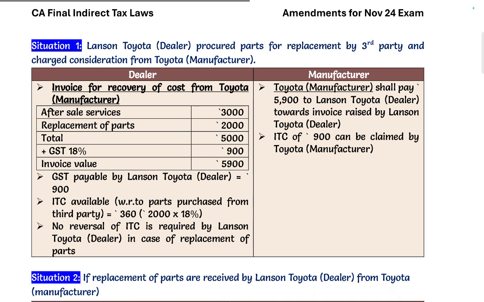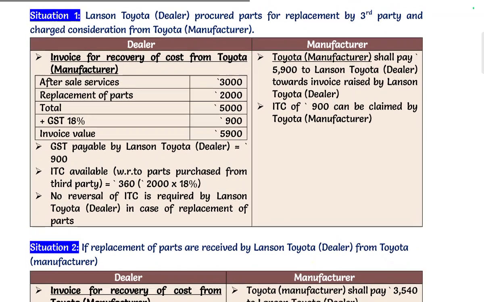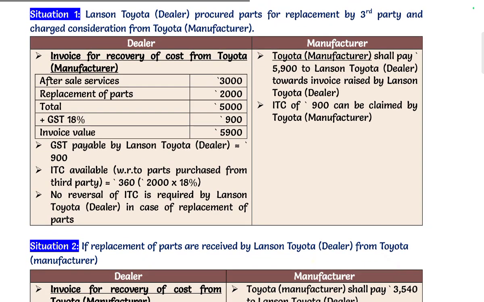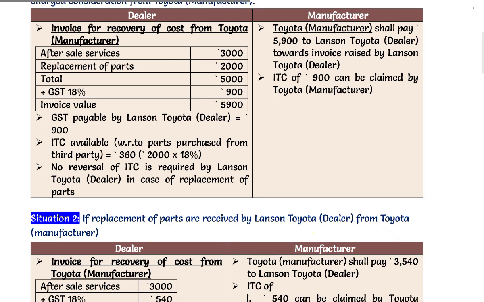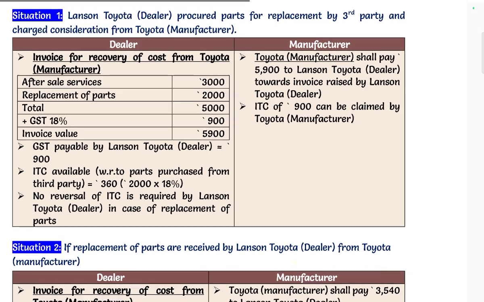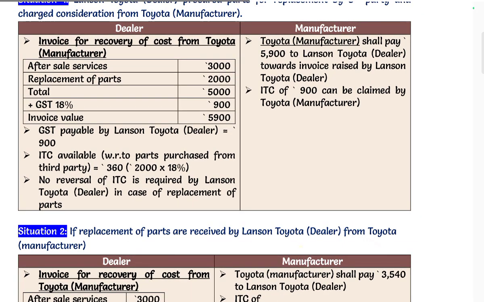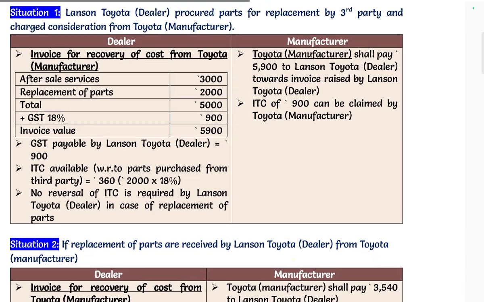The invoice for recovery of the cost from the Toyota manufacturer: after-sales service 3,000, replacement cost 2,000, total 5,000, GST 18% 900, invoice 5,900. GST payable by the Lanson Toyota dealer is 900, and ITC available in respect of the parts purchased is 360, which is 2,000 at 18%. After service 3,000, there is no reversal of ITC required by the Lanson Toyota dealer in case of replacement of parts.